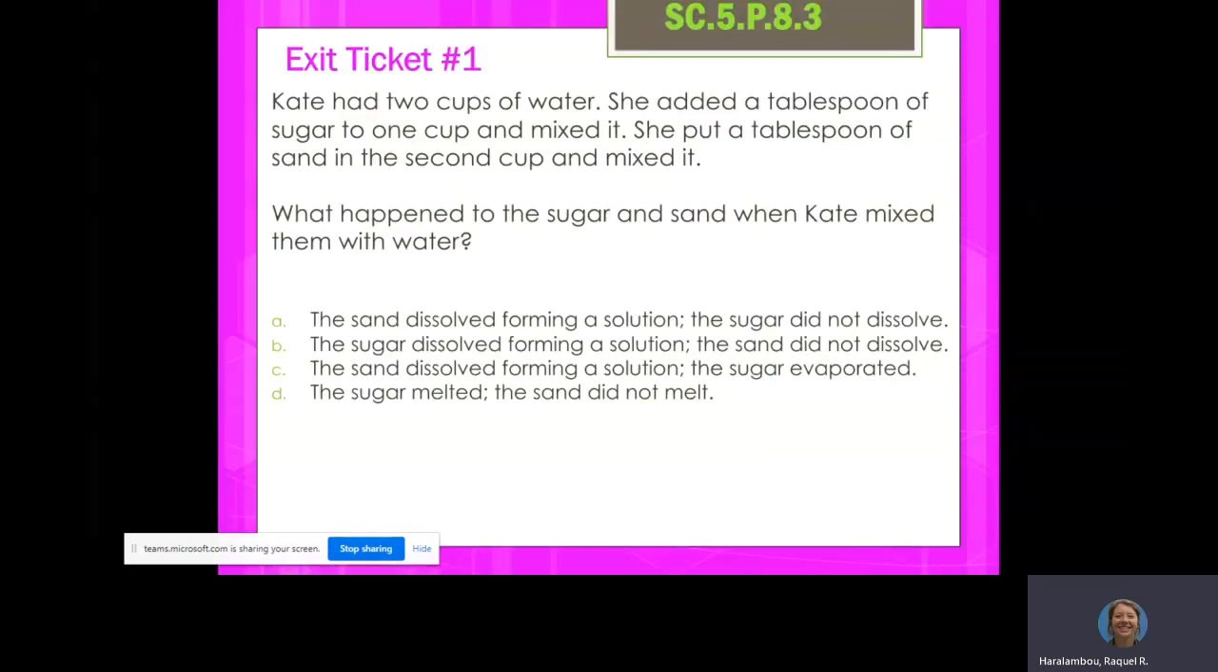Here we go. So exit ticket 1. Kate had 2 cups of water. She added a tablespoon of sugar to 1 cup and mixed it. She put a tablespoon of sand in the 2nd cup and mixed it. What happened to the sugar and sand when Kate mixed them with water?